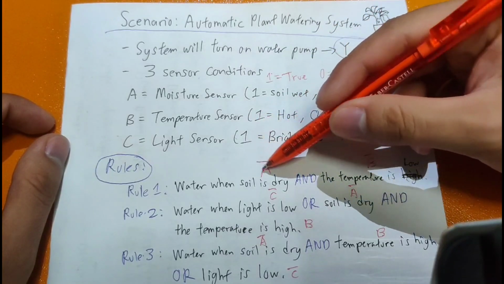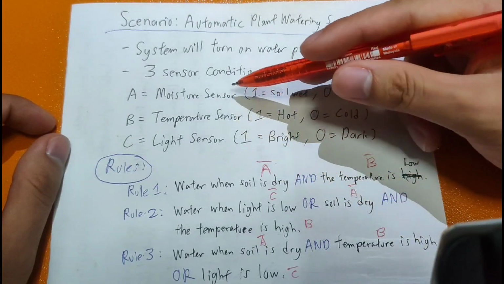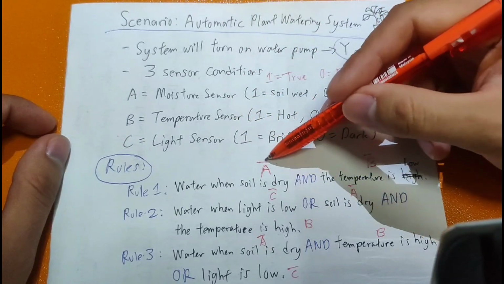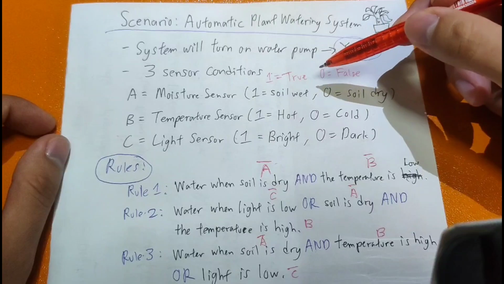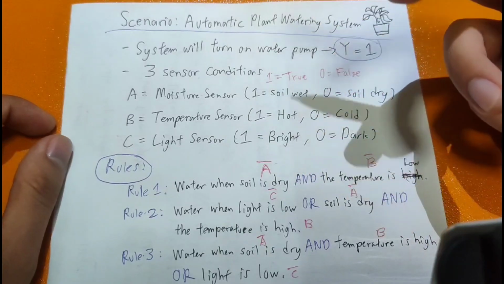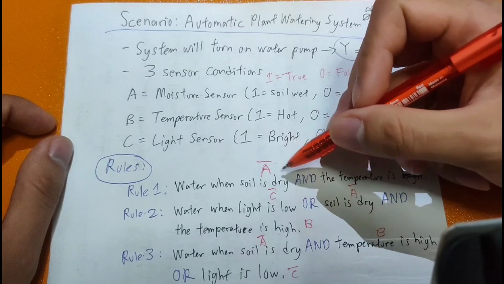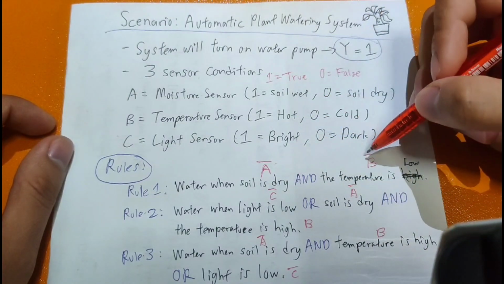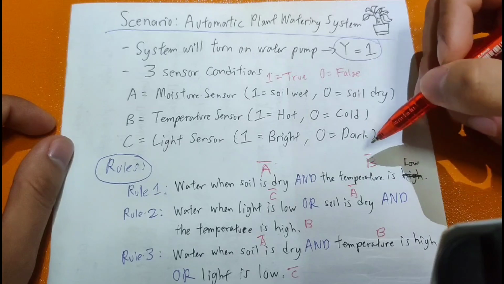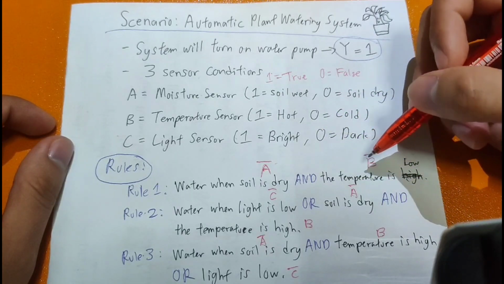So rule 1, water when soil is dry. If we look at soil is dry, means moisture sensor is A, so we put an A. And dry means 0. So 0 is false. False means the inverse of the variable. So we need to add a bar at the top of A. And the temperature is low. So low is temperature sensor B, and cold. Low means cold. Since it's 0, so we add a bar.